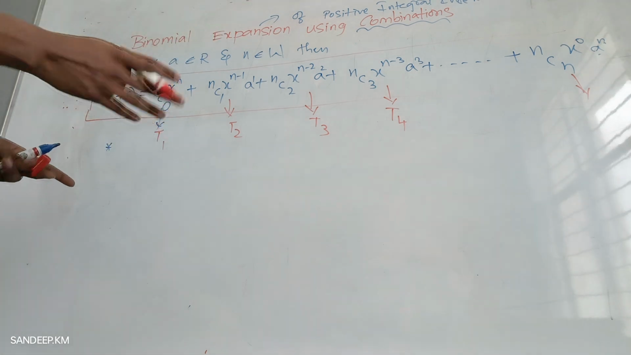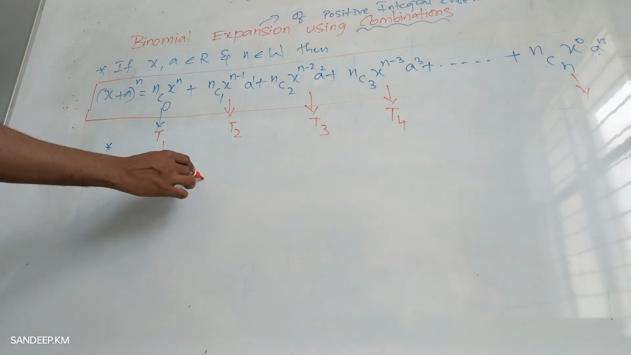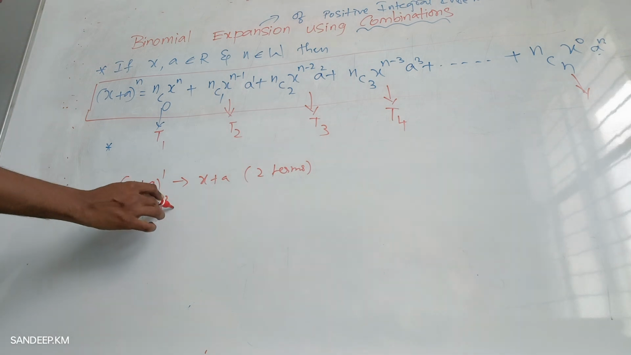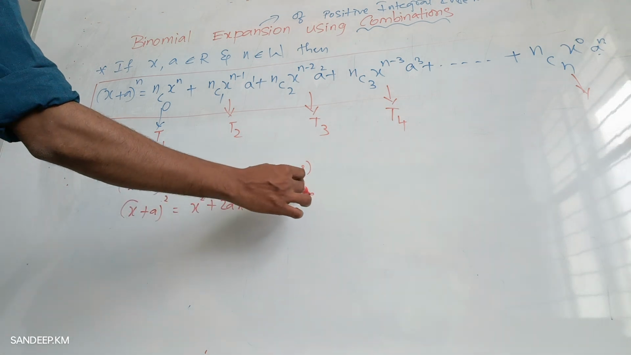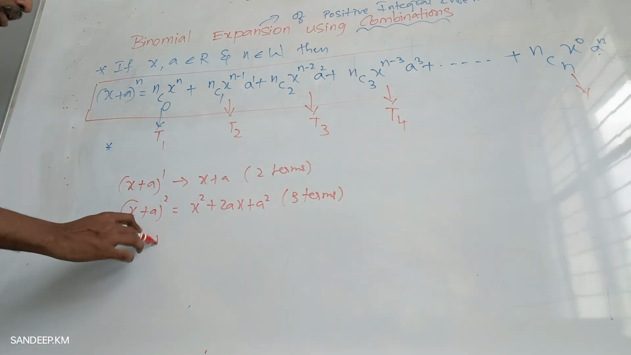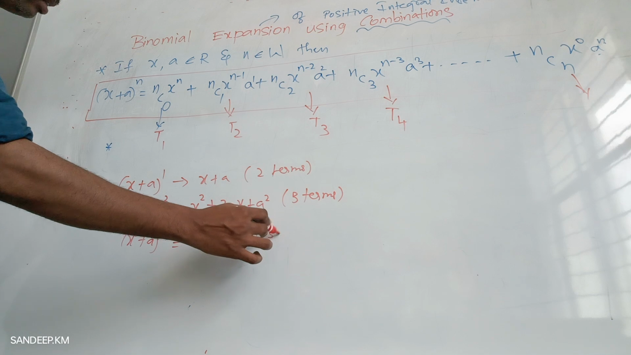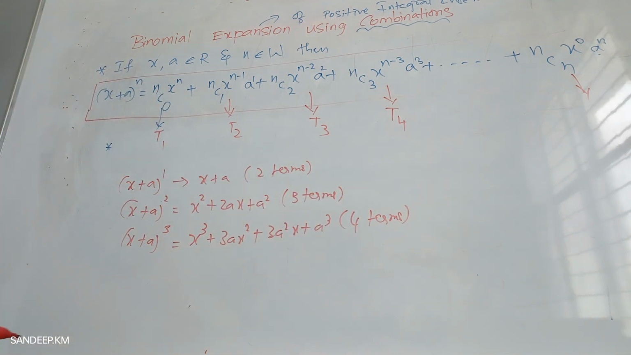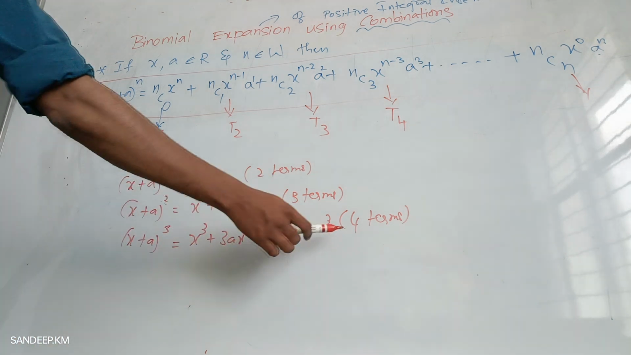Think once. Observe the previous examples. (x + a)^1 is x plus a. It had 2 terms. (x + a)^2 is x square plus 2ax plus a square. How many terms are there? 3 terms. Similarly, (x + a)^3, if you expand it as x cube plus 3ax square plus 3a square x plus a cube, it had 4 terms. Dear students, if index is 1, the number of terms is 2. If index is 2, the number of terms is 3. If index is 3, the number of terms is 4.